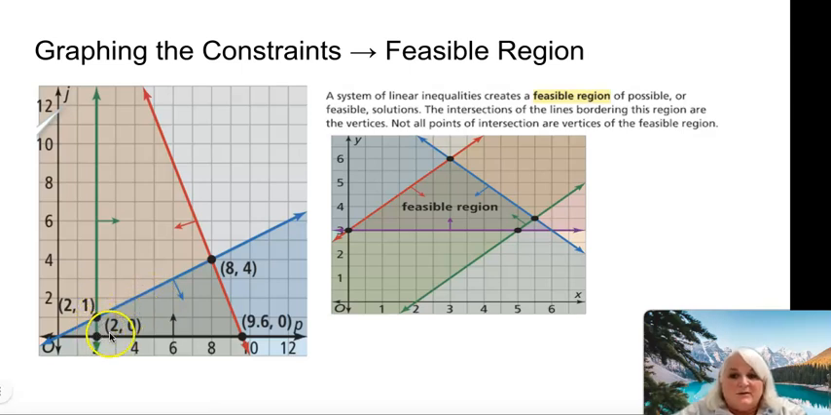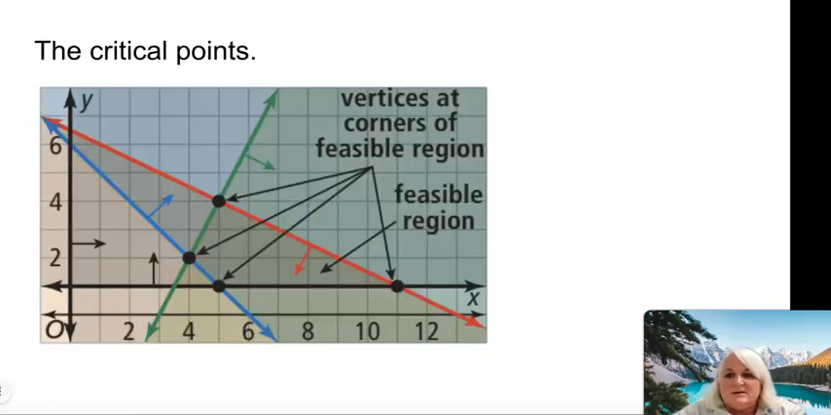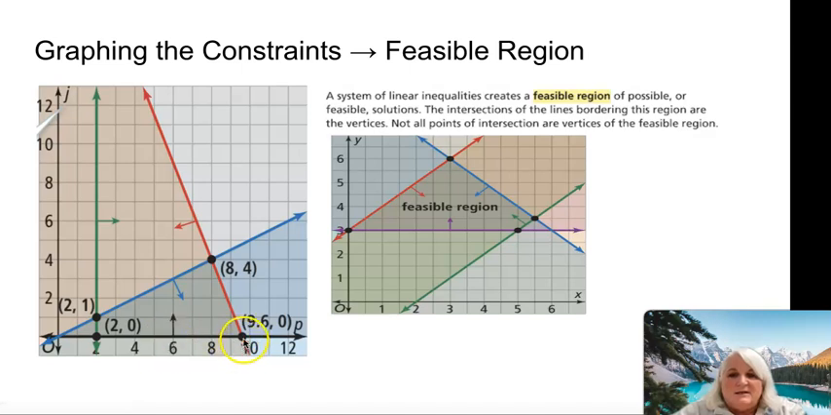So right here, the feasible region goes from here to here to here to here. So it's kind of this triangle, but it's kind of cut off here, so it is a quadrilateral instead. Okay, a system of linear inequalities creates a feasible region. That's where your possibilities exist, of possible or feasible solutions. The intersections of the lines bordering this region are the vertices. Not all points of intersection are vertices of the feasible region.